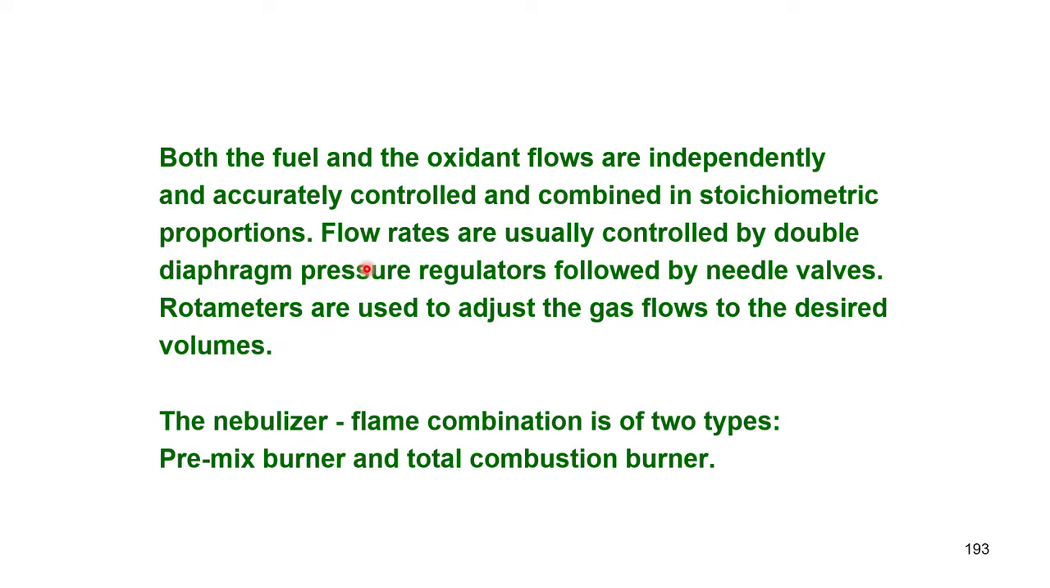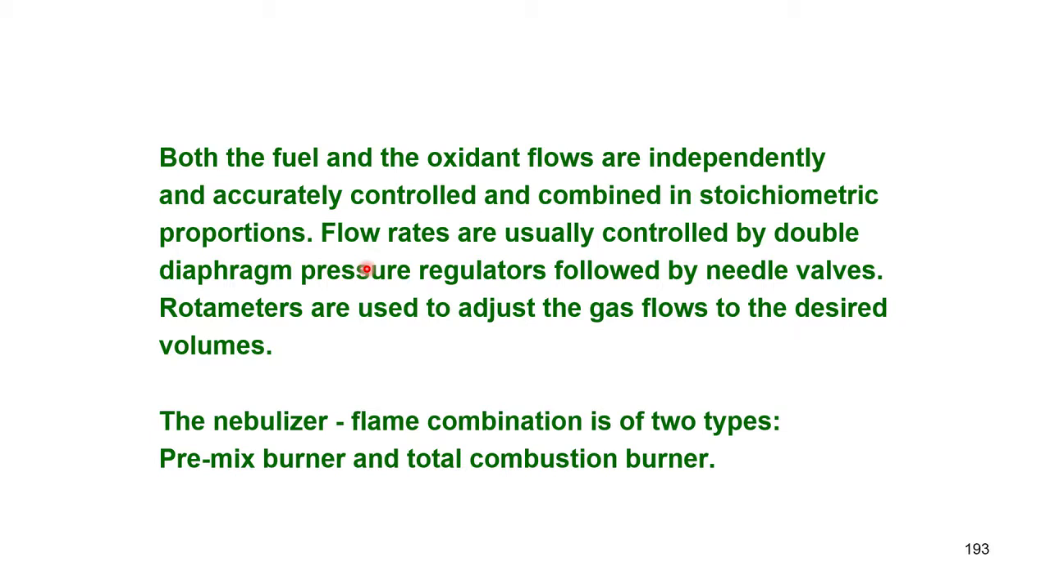The flow rate will be about 6 liters per minute for air and 2 to 3 liters for acetylene, that we will see later also. For the time being, you consider that both the air flow and fuel flow are independently and accurately controlled and combined in stoichiometric proportions. We need a reproducible flame. The flame should be very steady. That is why we need to control the fuel and oxidants.